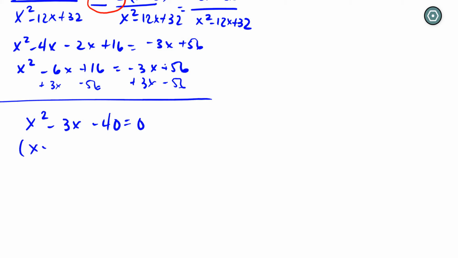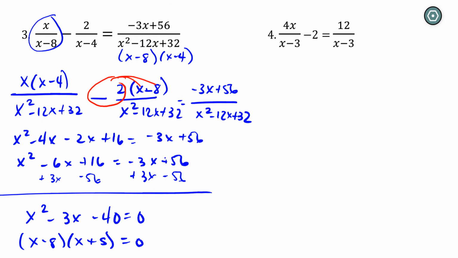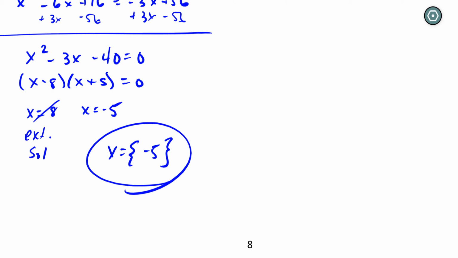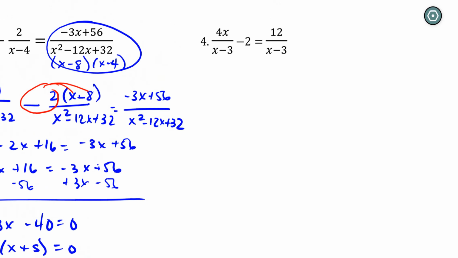So now we have x minus 8, x plus 5, and we get answers of x equals 8 and x equals negative 5. Again, 8 winds up making the fraction here and here undefined, so that becomes an extraneous solution. So our final answer is just a solution set of negative 5. Let's take a look at the last one.